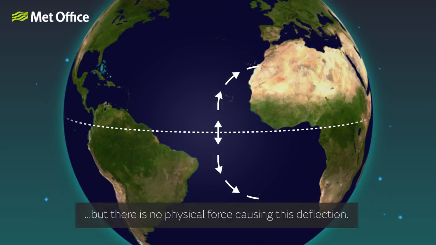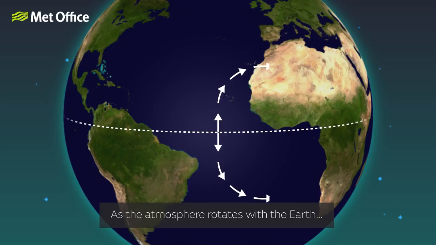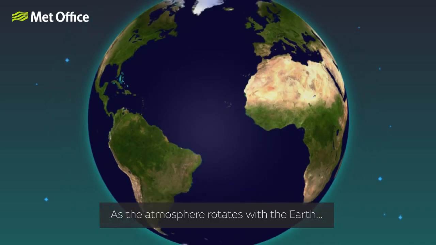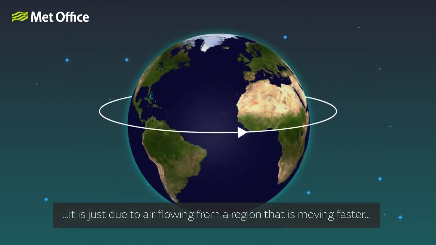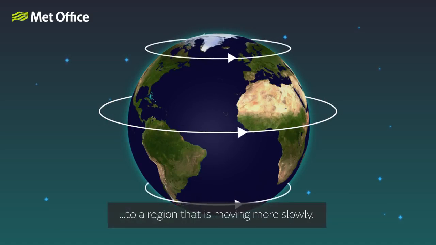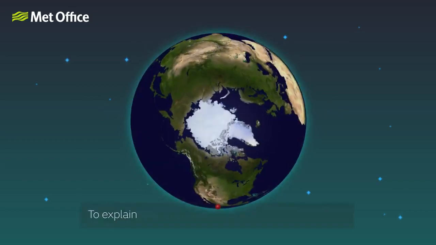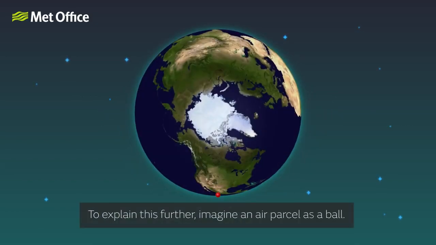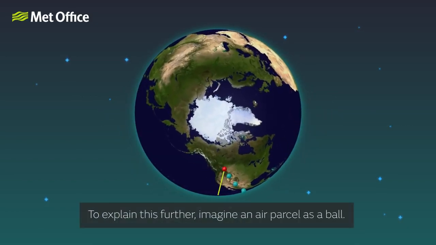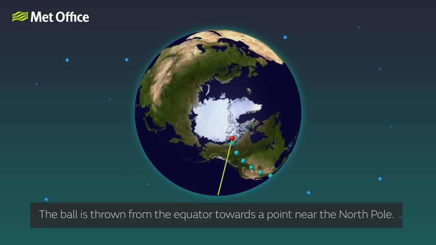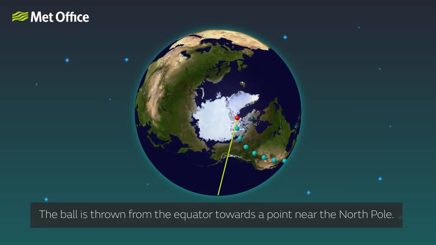But there is no physical force causing this deflection. As the atmosphere rotates with the Earth, it is just due to the air flowing from a region that is moving faster to a region that is moving more slowly. To explain this further, imagine an air parcel as a ball. The ball is thrown from the equator towards a point near the North Pole.